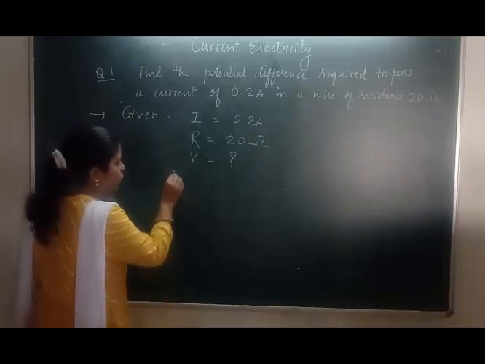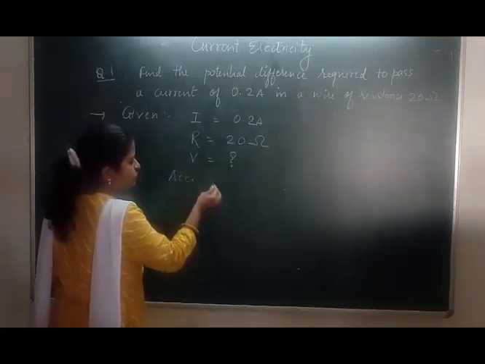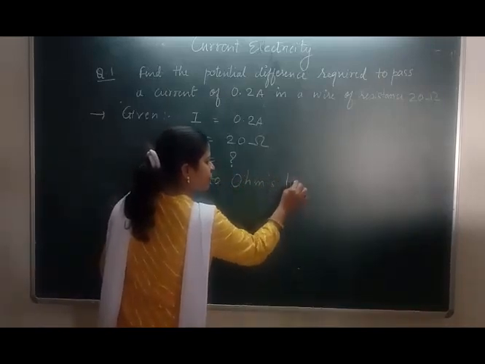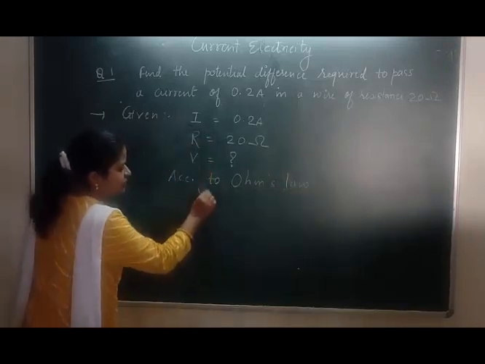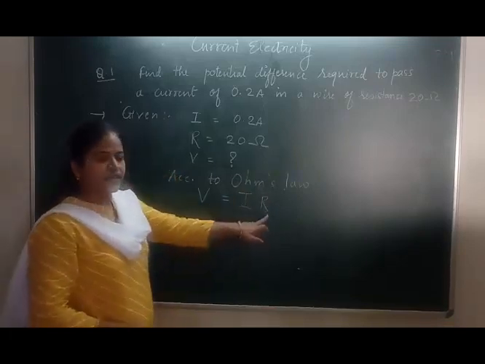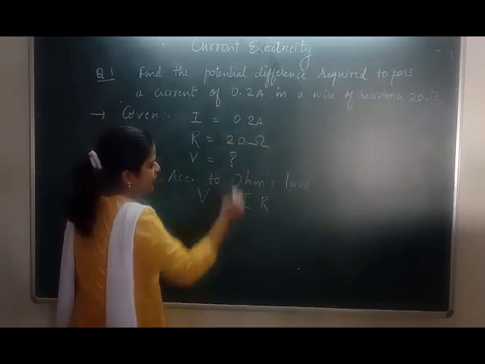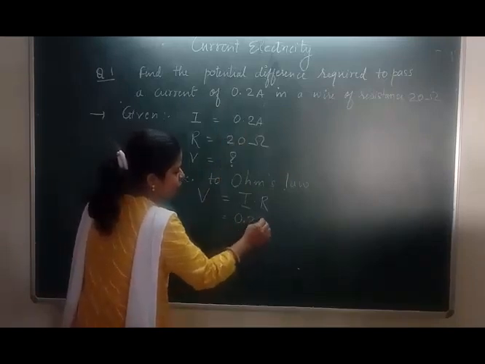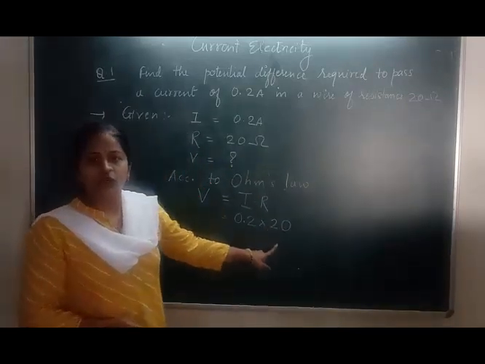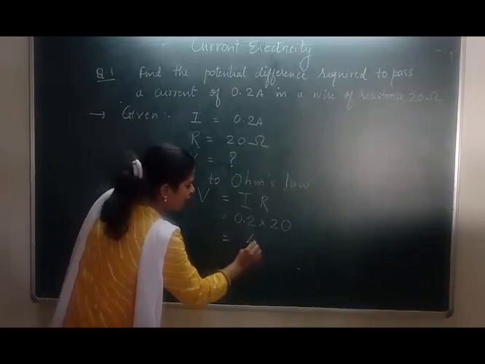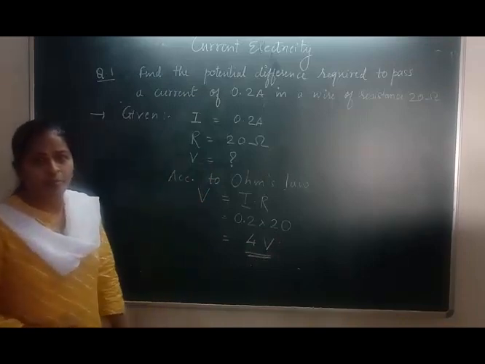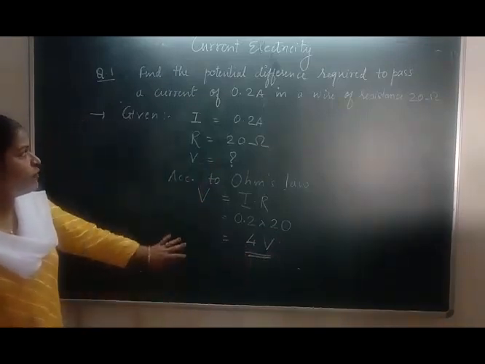So according to Ohm's law, we get an equation V is equal to IR. So I is the current, R is the resistance. Put the value 0.2 into resistance is 20. So 0.2 into 20 we get it as a 4 and the unit of potential difference is volt. So answer is 4 volt. Okay. So this is our first question.